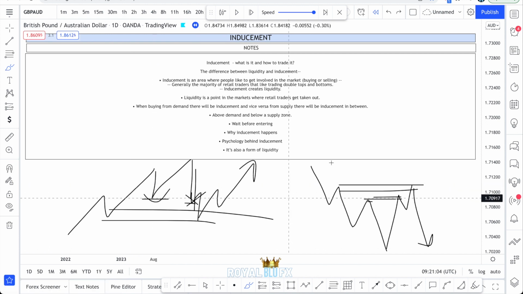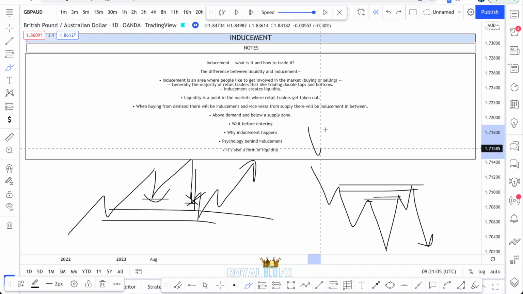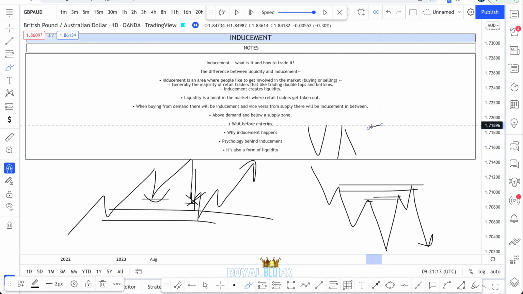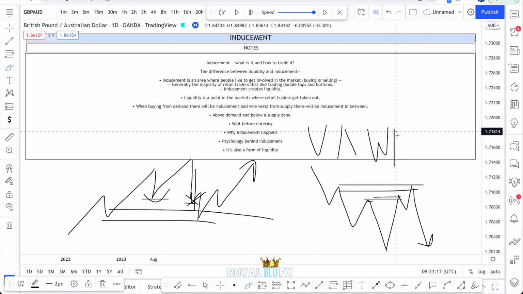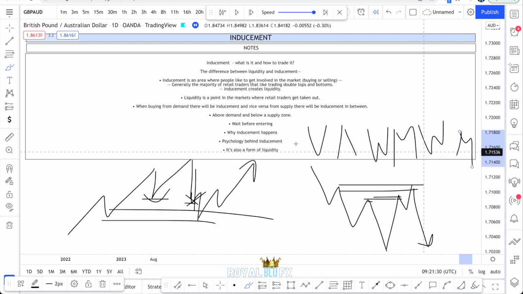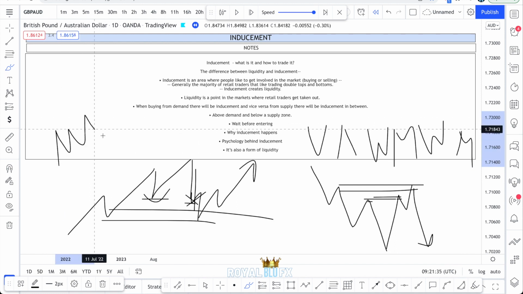Okay, because we can see inducements in various formations. You can see it in a V-shaped form of buying, a V-shaped form of selling. We can see it in double bottoms, as we explained, double bottoms, tops, right? A slight double bottom like this, a slight double top, something like that. It can look like this anywhere and anytime. It can also look like a trend line formation as well.